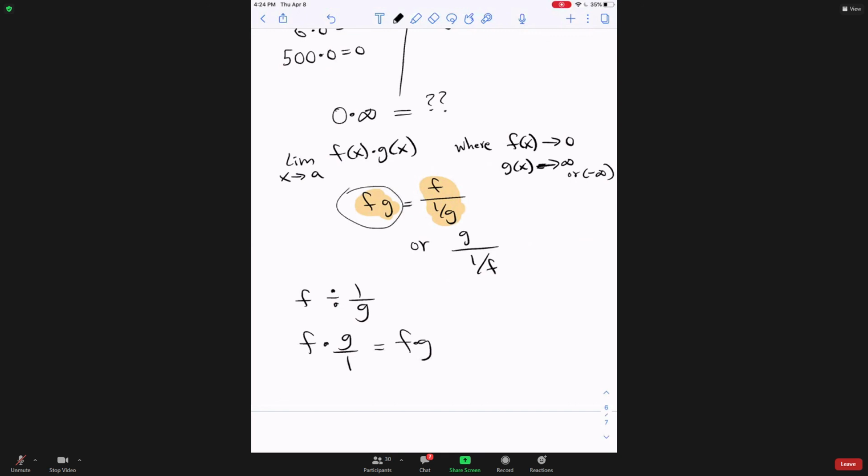Now why do I want to write f times g as f divided by 1 over g? Well, remember, if you have a 0 times infinity scenario, what we're trying to do is write it as a fraction, where if you have infinity and you write it as a fraction, it's 1 over infinity, which becomes 0. So then 0 times infinity becomes 0 over 0. The whole point of going from this to this is you're trying to make 0 times infinity look like 0 over 0, so you use L'Hopital's rule. That's why we would write 0 times infinity like this, so it becomes 0 over 0 or infinity over infinity. So let's do an example. Hopefully this will make more sense.